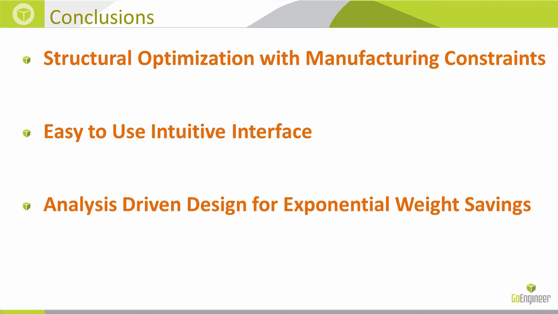Once again, SolidThinking, hitting some conclusion points here. SolidThinking is a structural optimization tool which also takes manufacturing constraints into account. And that is useful because we still want to take traditional manufacturing tools into account for mass production. It has a very easy to use, intuitive interface where if you've used a CAD tool before, it's going to be very easy to transition to the SolidThinking interface. And finally, it is an analysis driven design approach which is going to help with exponential weight savings.